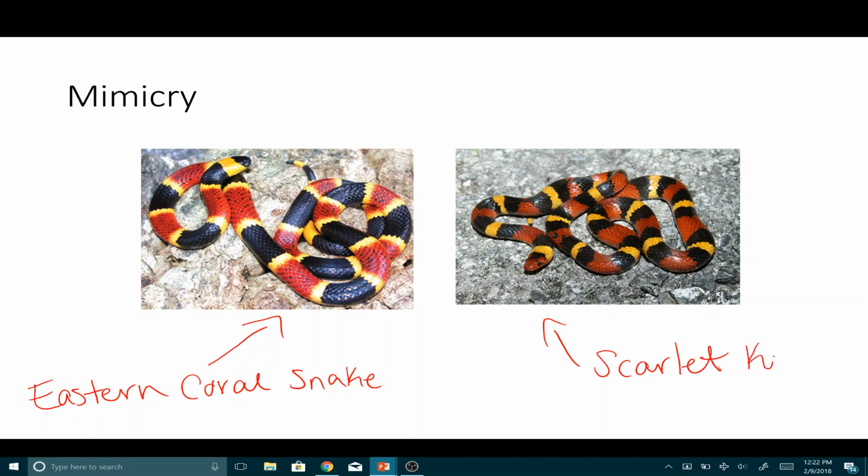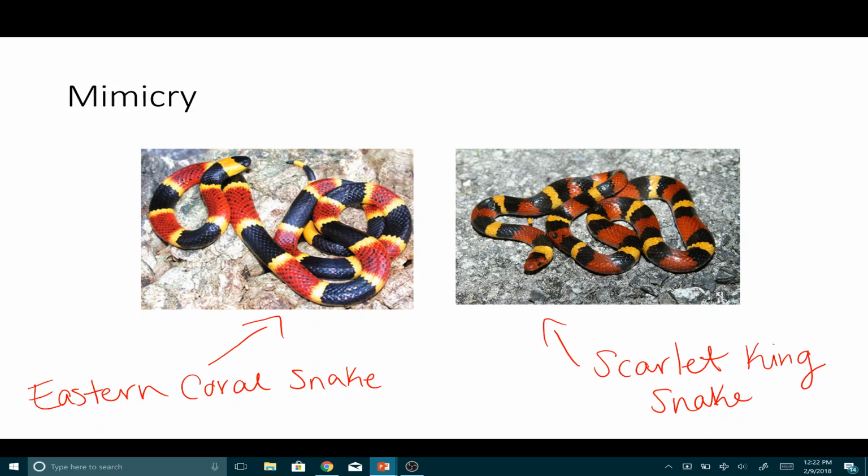But over here, on the right, you have the scarlet king snake, and notice how its coloration and patterns are very similar to the venomous eastern coral snake. However, here you have red and black touching each other, whereas with the eastern coral snake that's venomous, you have red and yellow touching each other.